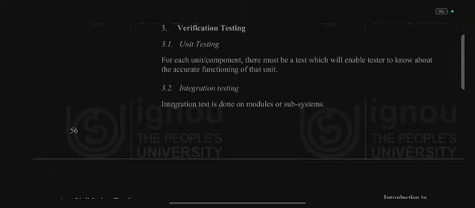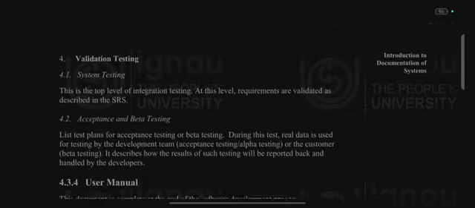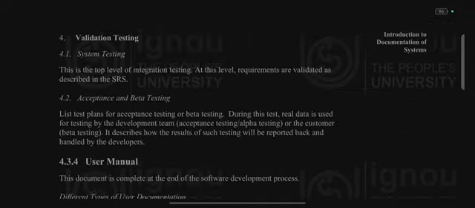Integration test is done on modules or subsystems. Validation testing. System testing. This is the top level of integration testing. At this level, requirements are validated as described in the SRS. Acceptance and beta testing. List test plans for acceptance testing or beta testing.